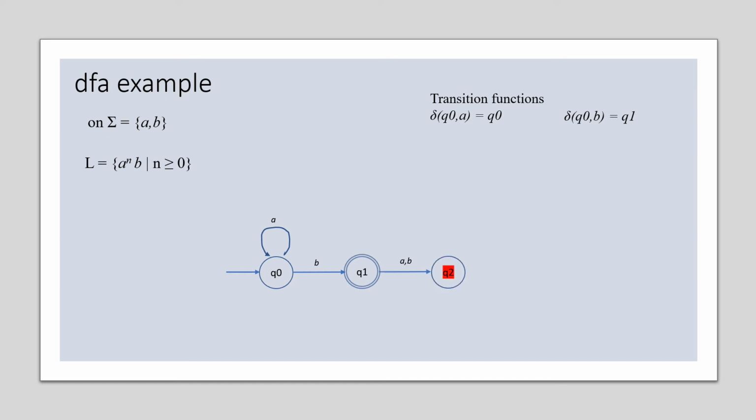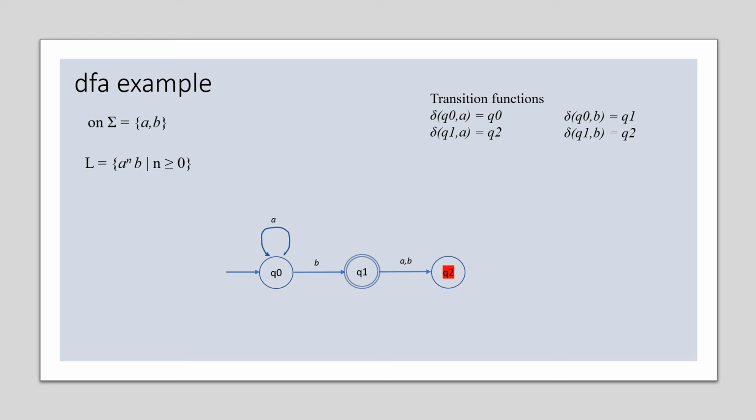Now, what if I'm in Q1 and I get an A or a B? Well, it has to end with any number of A's and only one single B. So if it goes any number of A's, BB, or any number of A's, BA, then it's going to land in the trap state. So these are the transitions.